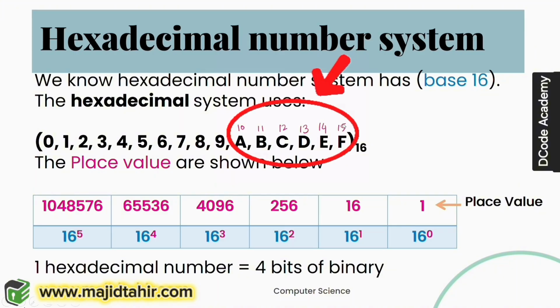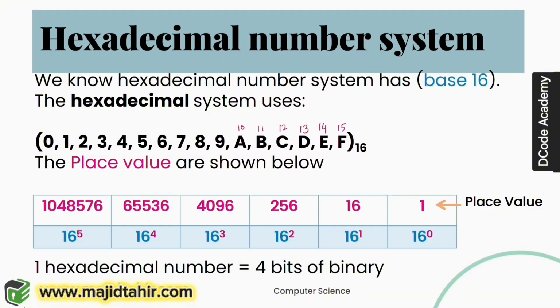Why do we use A instead of 10? Because A stores 1 character in the memory, whereas 10 would store 2 characters in the memory. So, to save space, we have A to display 1 character in the memory or on screen rather than 1 0. It's also easy to identify that it's a hexadecimal number system.